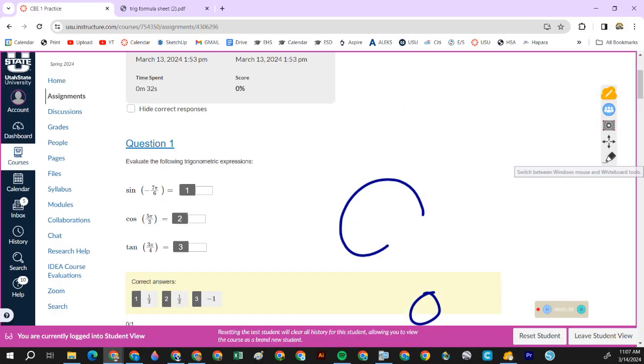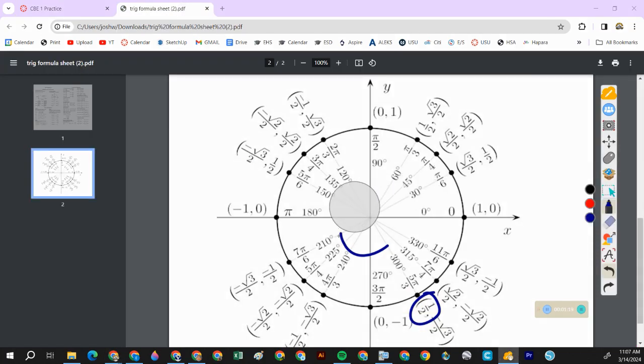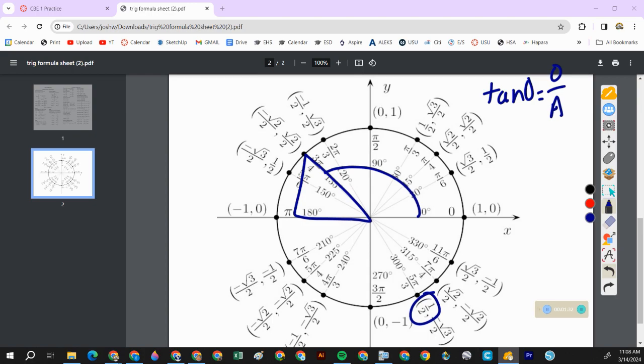And then the last one, the tangent of 3 pi over 4. So tangent is opposite divided by adjacent. So if this is 3 pi over 4, here's my triangle. Tangent is going to be y over x. So root 2 over 2 divided by negative root 2 over 2 is just negative 1.